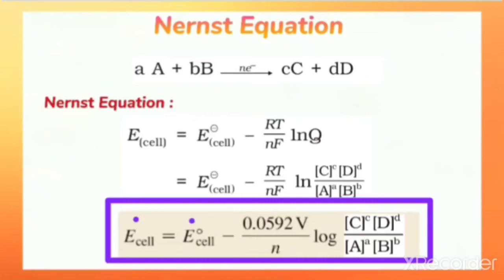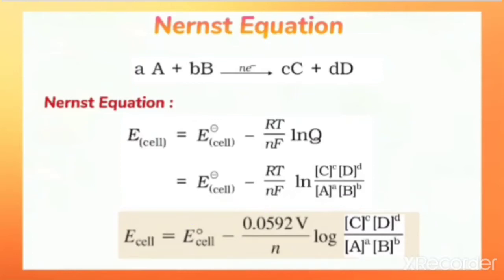How do we find E naught cell? Naught cell means a standard value, that is the standard reduction potential of cathode minus anode, that gives the E naught cell, minus 0.059 by n log of concentration of C to the power c into concentration of D to the power d, divided by concentration of A to the power a into concentration of B to the power b. So this is the Nernst equation.